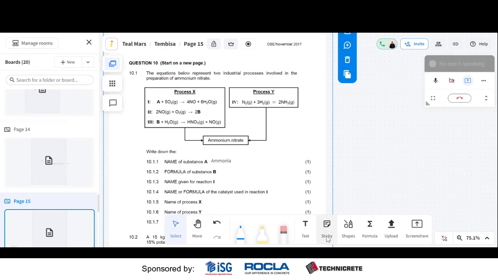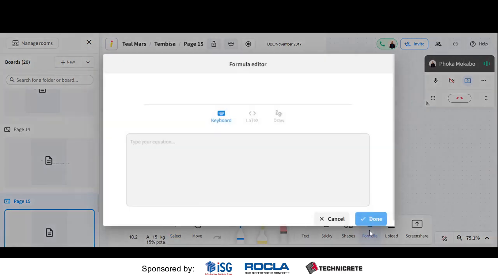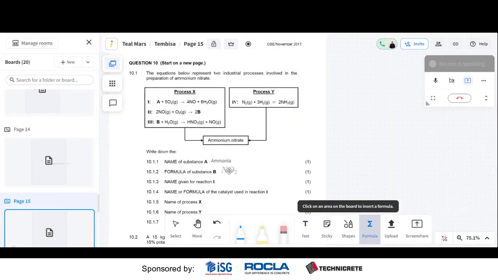Then the formula of substance B. Let's just have a look. 2NO plus O2 is an oxidation reaction, and what is then formed is that one right there, nitrogen dioxide.